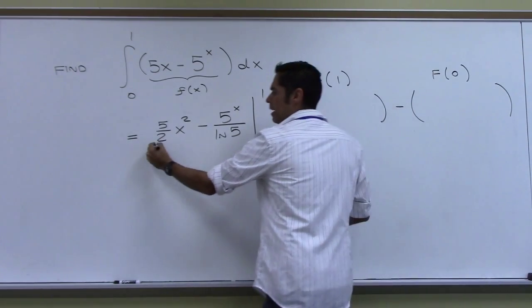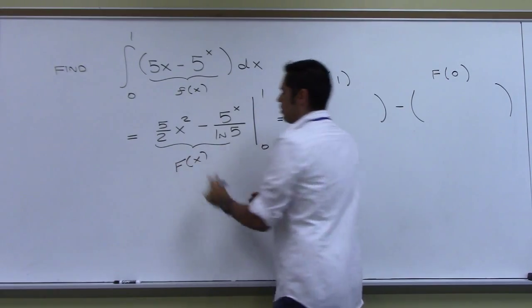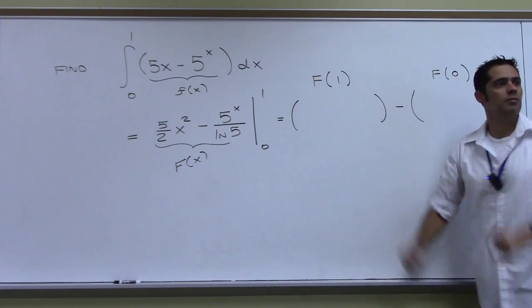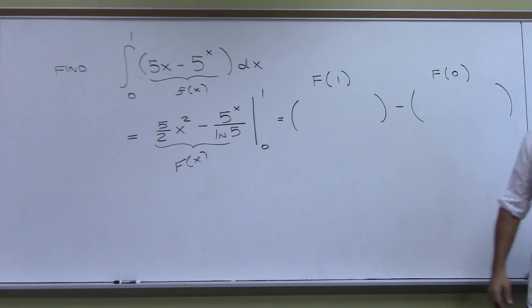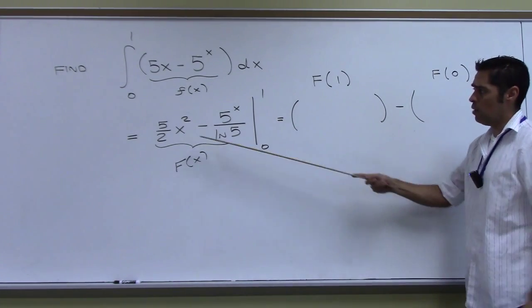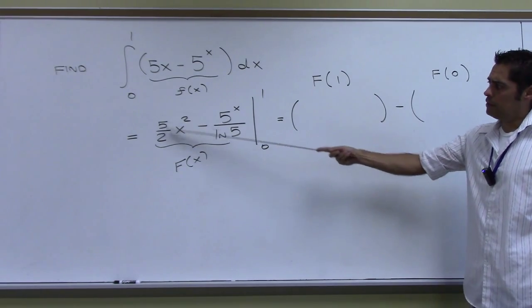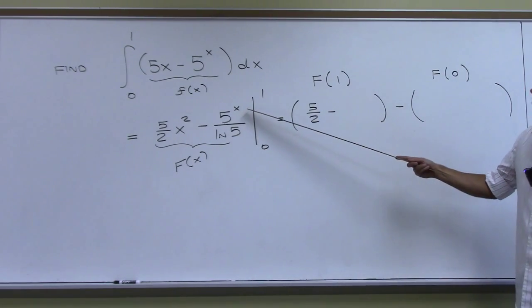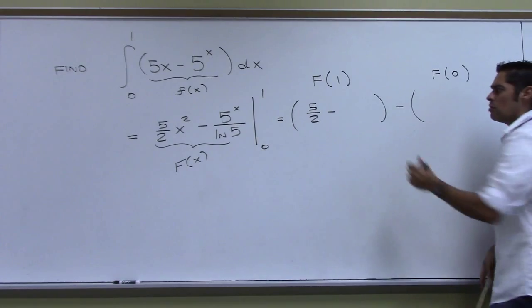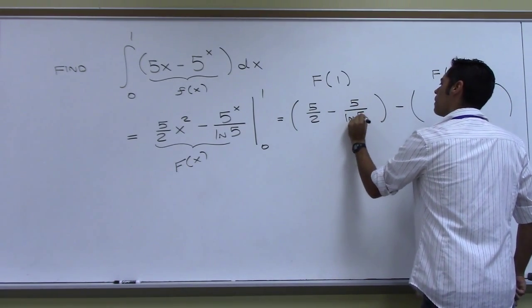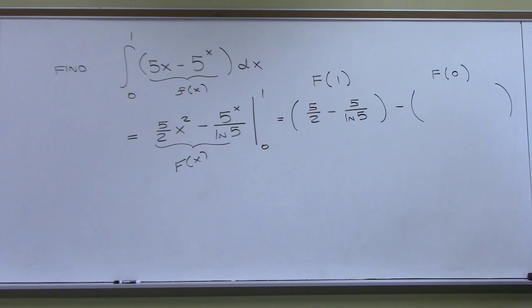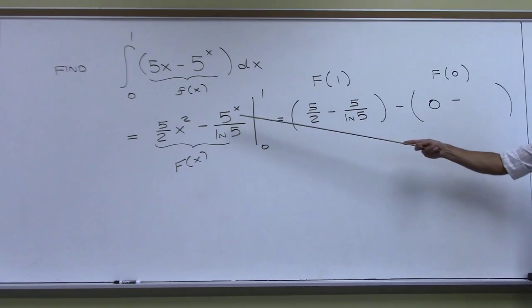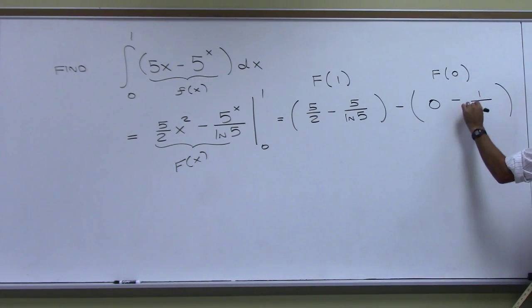Now this is capital F, right? Our antiderivative is capital F. So we're just going to plug 1 into this, then we're going to plug 0 into this, subtract the 2, we got our answer. So let's plug in 1. What do we get when we plug 1 in right here? Just 5 halves minus what? 5 to the first power, which is just 5 over natural log 5. And then we plug 0 in. What do we get when we plug in 0? 0 squared, it's gone, right? Minus, what's 5 to the 0? 1. 1 over natural log 5.